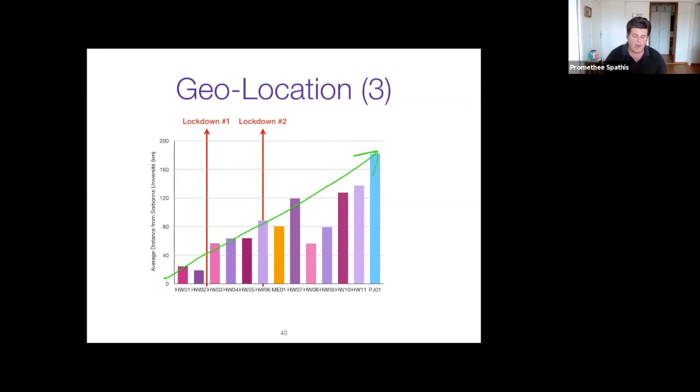Basically, we have three areas here: one first, one second, and one third. As you may see, each lockdown had an effect on the students, who start moving away. I know some of you may ask me, but what about this one here?